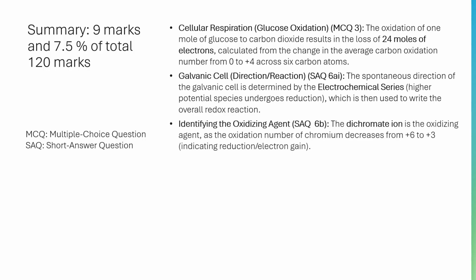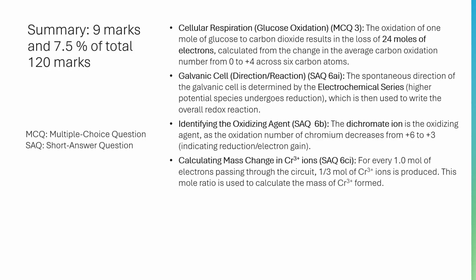Identifying the oxidizing agent. The dichromate ion is the oxidizing agent, as the oxidation number of chromium decreases from +6 to +3, indicating reduction, electron gain. Calculating mass change in Cr3+ ions. For every 1 mole of electrons passing through the circuit, 1/3 mole of Cr3+ ions is produced. This mole ratio is used to calculate the mass of Cr3+ formed.